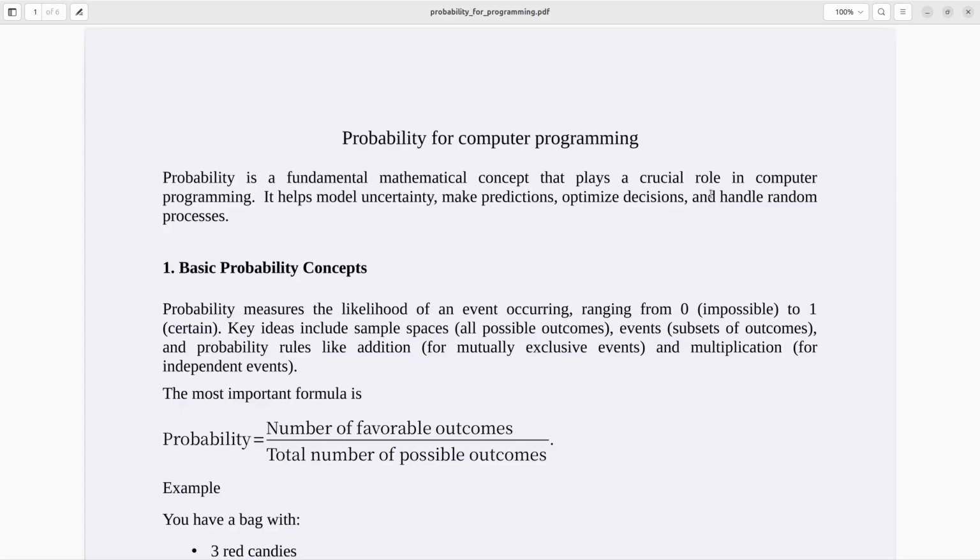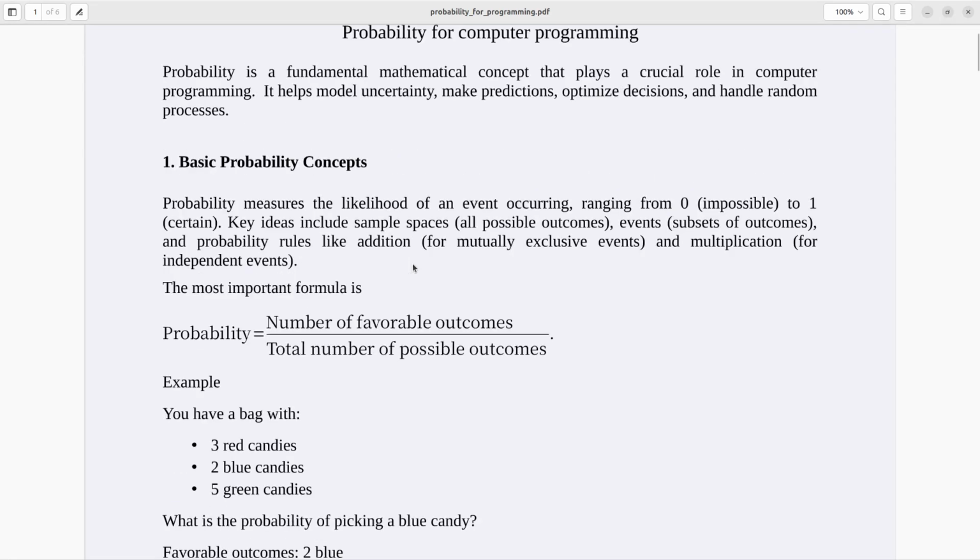So in this video, I'm going to discuss a number of topics about probability. So let us go to the first section called Basic Probability Concepts. So what is probability? In essence, it is a mathematical tool to measure the likelihood of an event occurring, and the value of the probability would range from 0 to 1. If the probability is 0, it means that it is impossible for the event to happen. If it is equal to 1, it means that it is always possible for the event to happen.